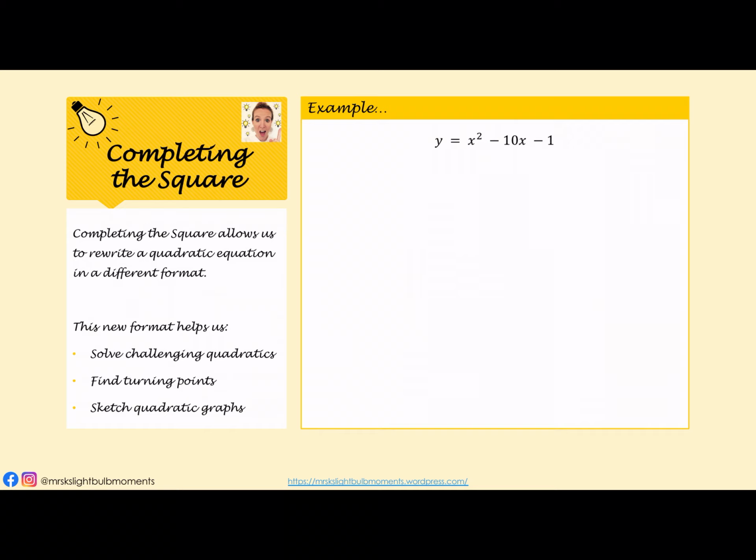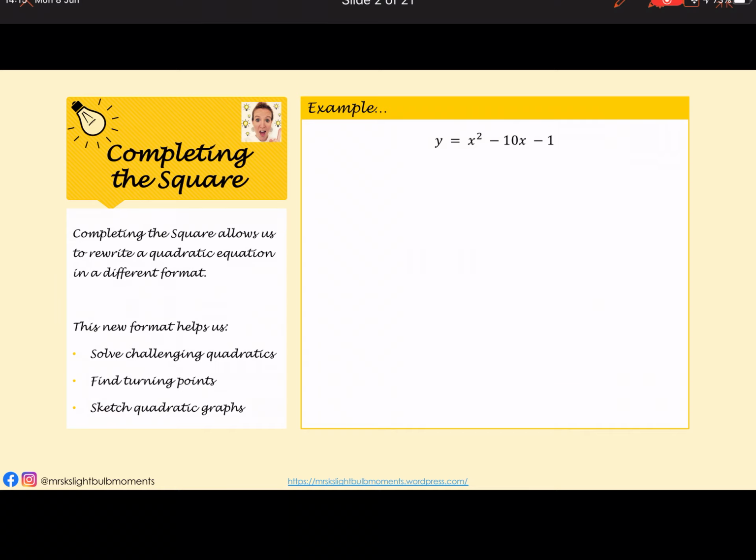If you just read this little box on the left, completing the square allows us to rewrite a quadratic equation in a different format. This new format helps us solve challenging quadratics, find turning points, and sketch quadratic graphs. So that's a few of the reasons we will complete the square. We're just going to be focusing on rewriting it in that different format.